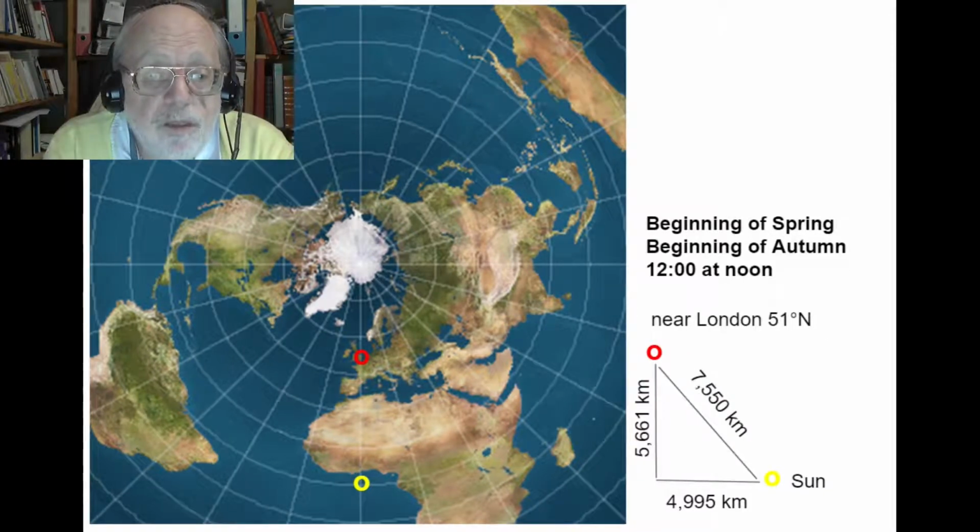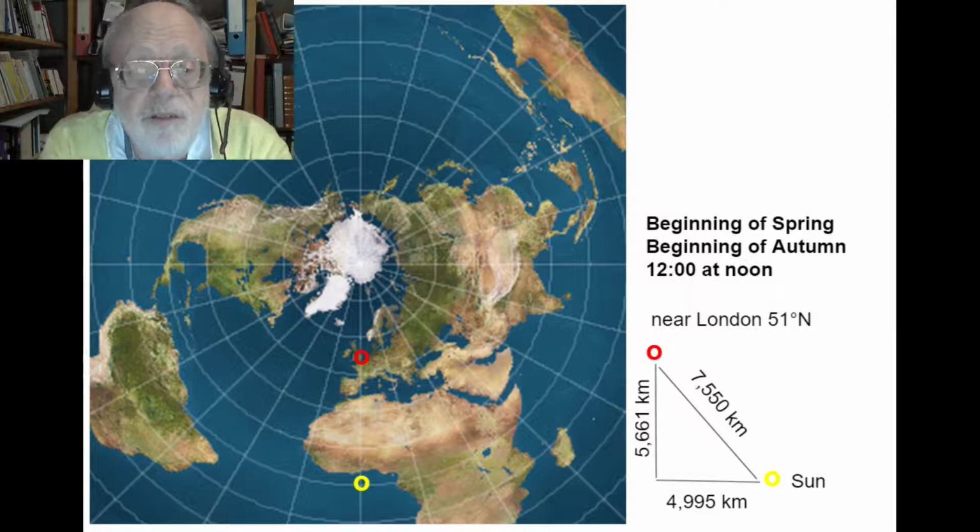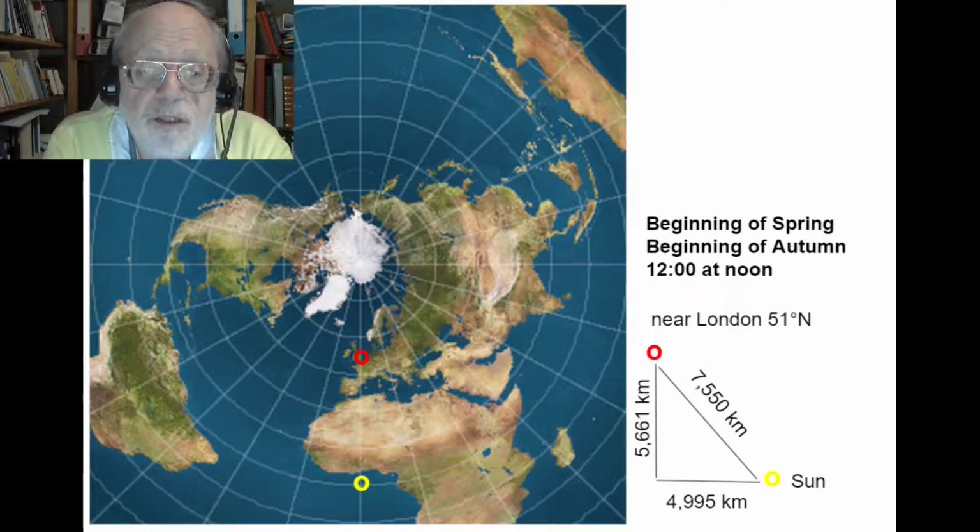We are going back to London on 51 degrees north. The distance from London to the equator is 51 multiplied by 111 kilometers, which is 5,661 kilometers. We again look at the spanned triangle of viewer in London, equator and sun, and can use planar trigonometry to determine the distance between the sun and the viewer. It is 7,550 kilometers.